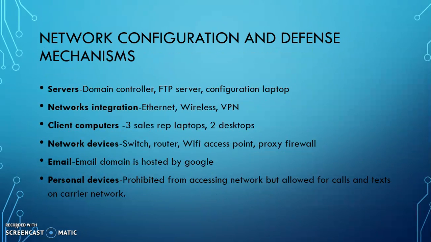Protection mechanisms for the data network are implemented as part of the network architecture. This includes networks, operating systems, and network devices. The company email domain is hosted off-site by Google G Suite. Once again, personal devices are allowed for business correspondence, not including email, on the carrier network only, not on the company network.